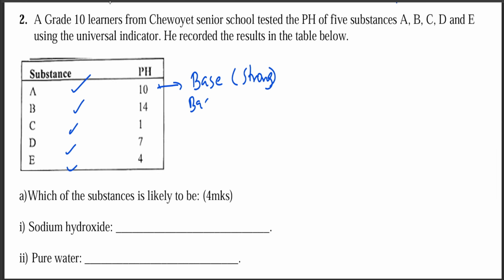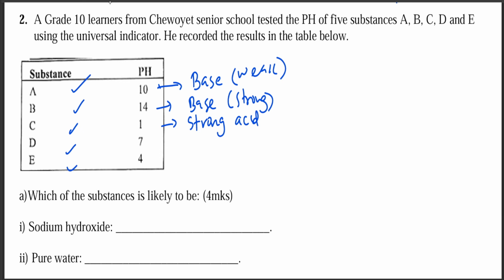14 is also a base, strong, but it's very much stronger compared to E, which is 10 here. Strong or weak? I think it's weak. Yes, somewhat weak. Then we have 14, which is very strong. Then we have 1, which is now very strong, a strong acid. Then we have this which is neutral, and this is also a weak acid.